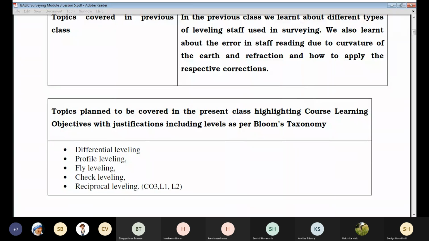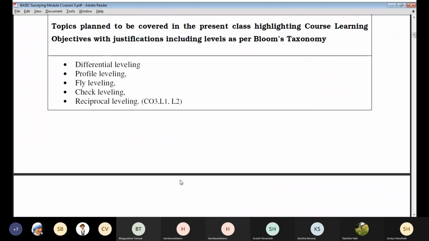Okay, let us start today's class. Before that, there are 4 methods of leveling: barometric leveling, hypsometric leveling, direct method, and indirect method. You will be learning about the indirect method in your next semester, in the second part of surveying.